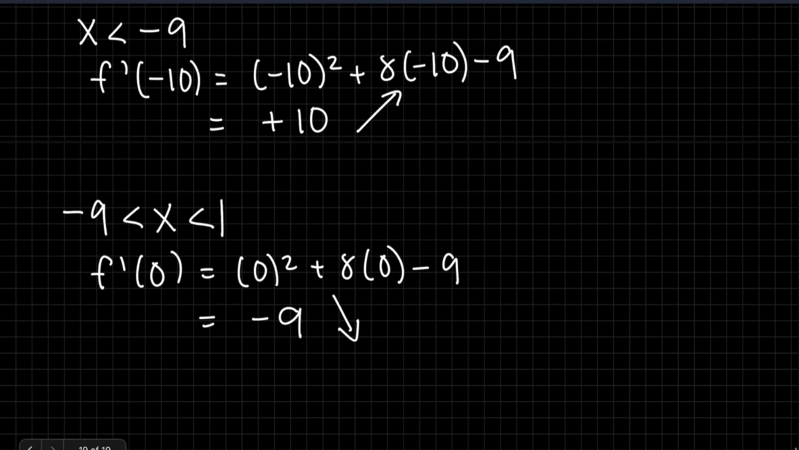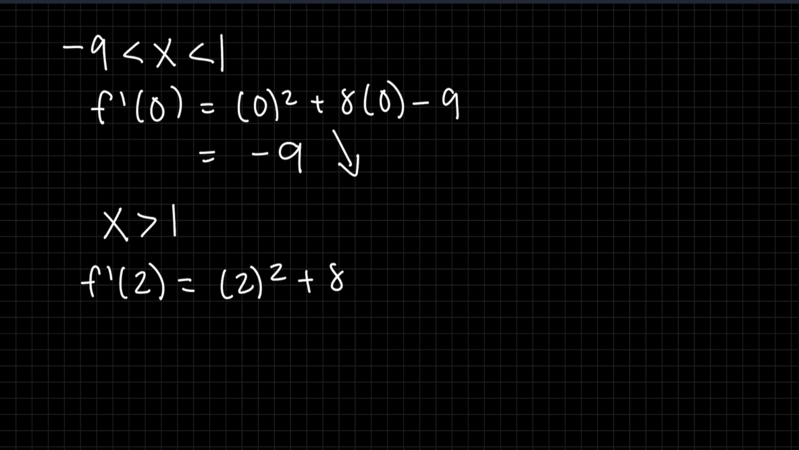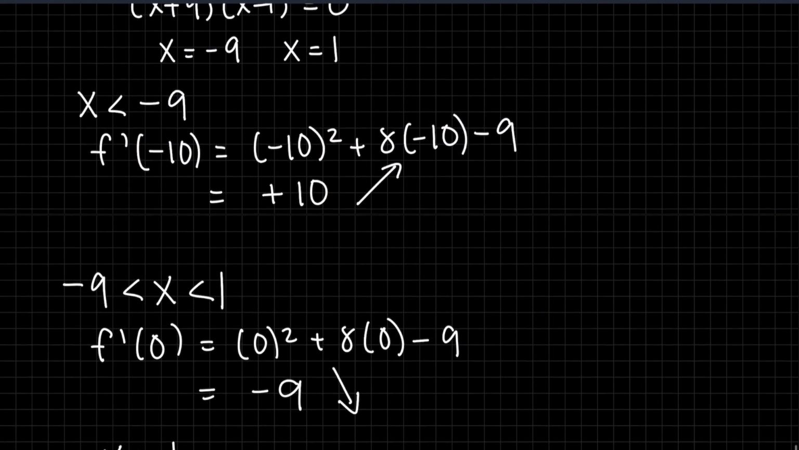And then finally, we're going to choose an x value that is greater than 1. So let's say 2. So I'm going to plug that into my derivative. So we have 2 squared plus 8 times 2 minus 9, which gives me positive 11. And therefore, my tangent line is going to look like this. It's going to go up.